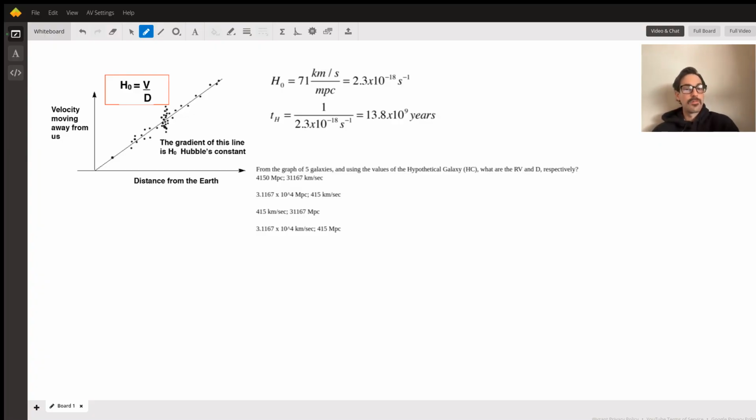The next one, don't even worry about the number. Just look at the unit. Same thing. Megaparsec is a distance and kilometers per second is a velocity. See if you can do the next two on your own. Good luck.